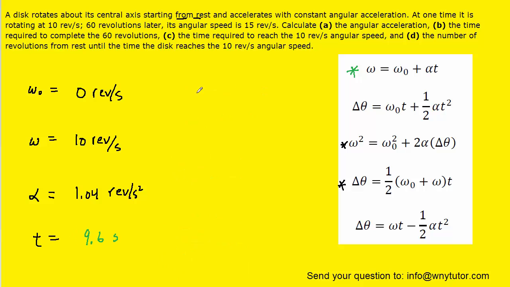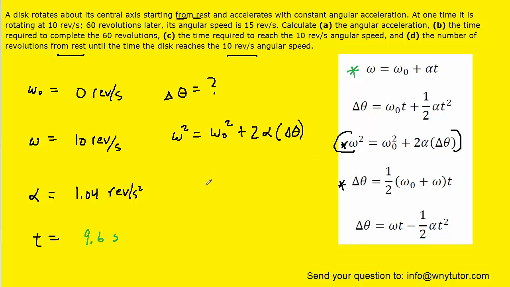Finally, for part D, to calculate the number of revolutions from rest until the time the disk reaches 10 revolutions per second, notice again we're using the same parameters that were just used in part C of the question, but this time we're being asked to calculate the number of revolutions. So we're looking for the delta theta. And really any of these equations I think could be used, well, at least the ones that include delta theta, of course. Why don't we just arbitrarily pick this equation since we have already used it in the question.